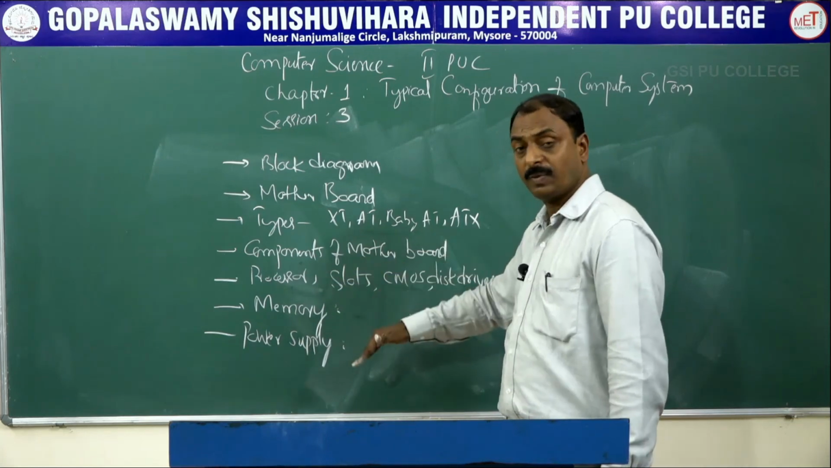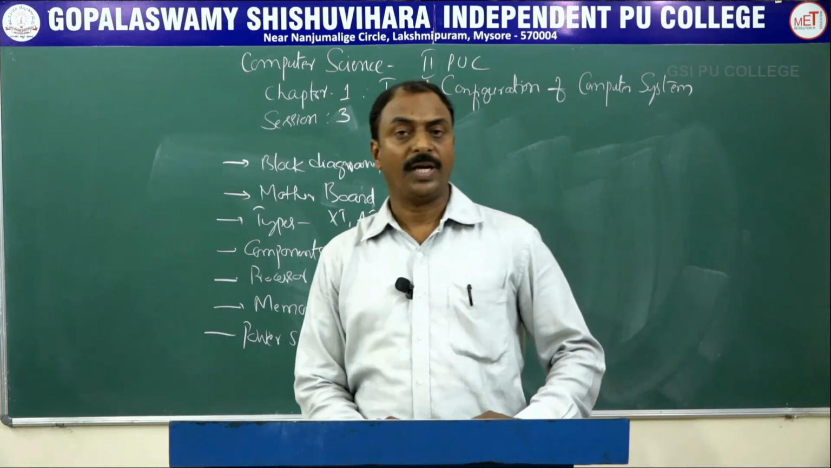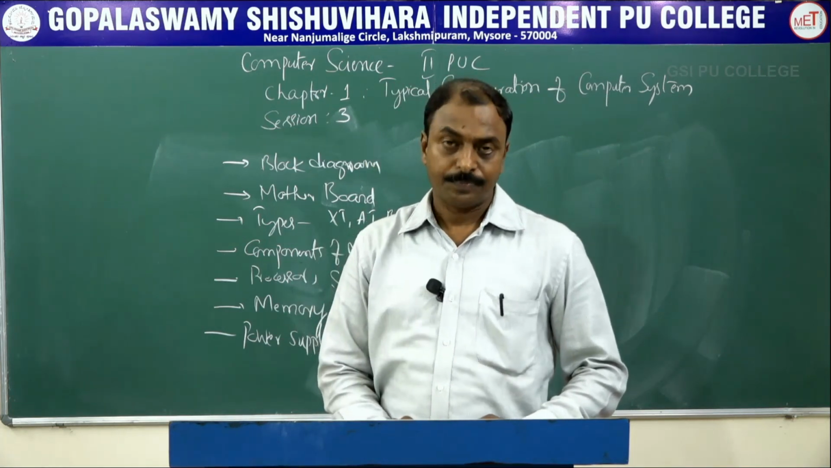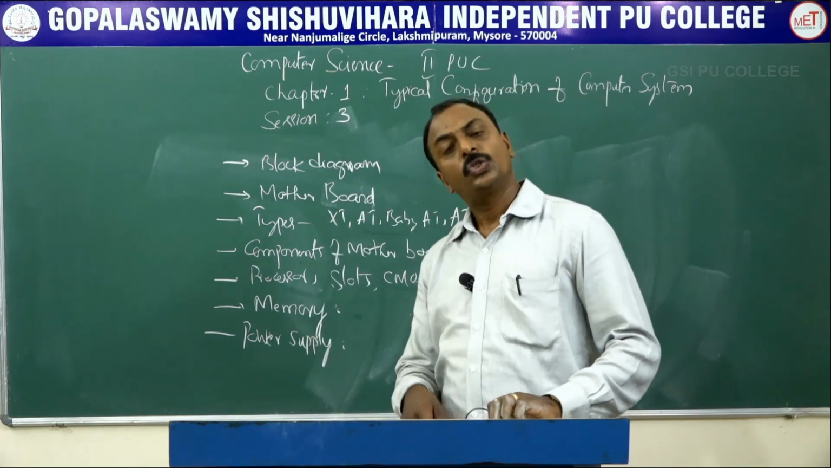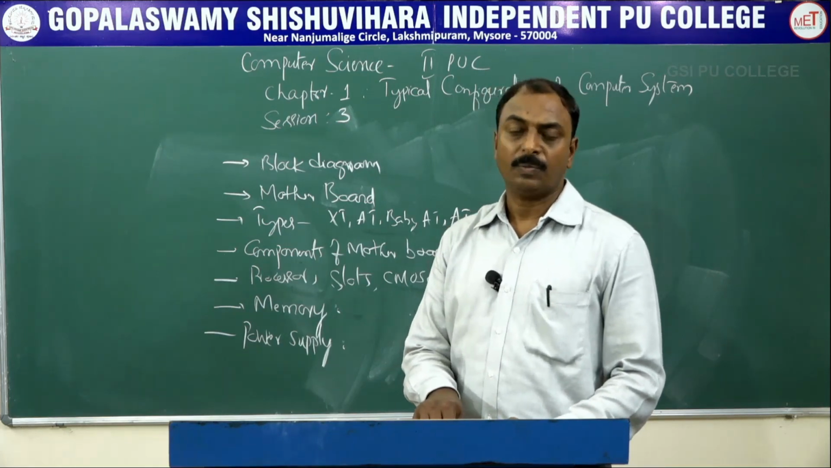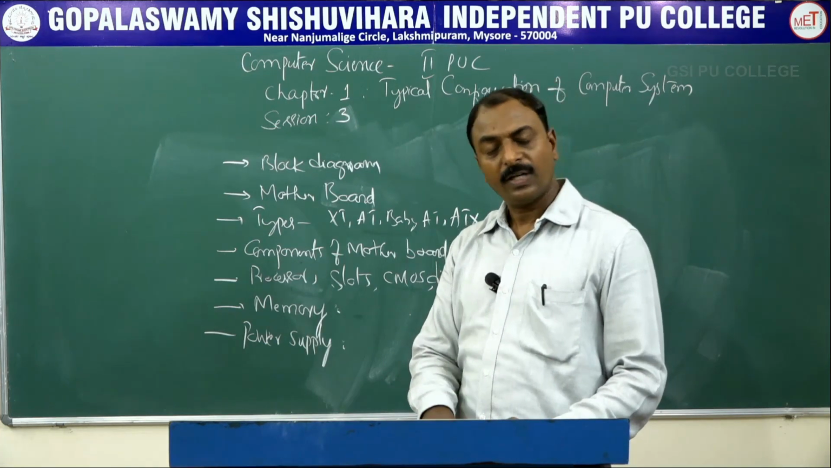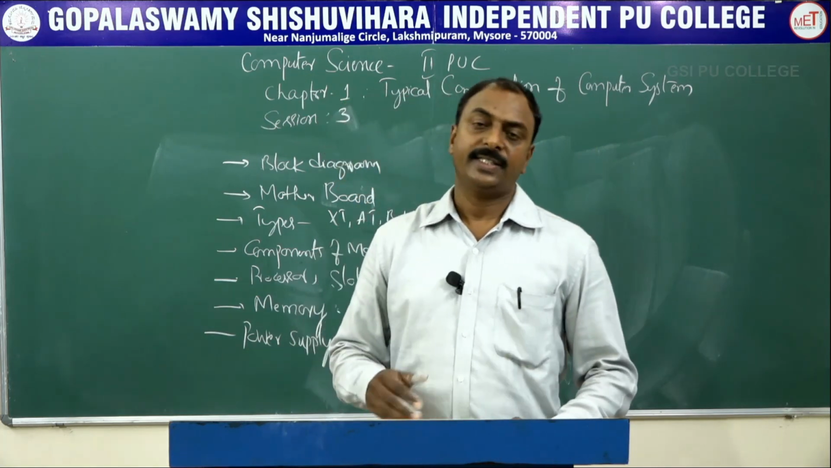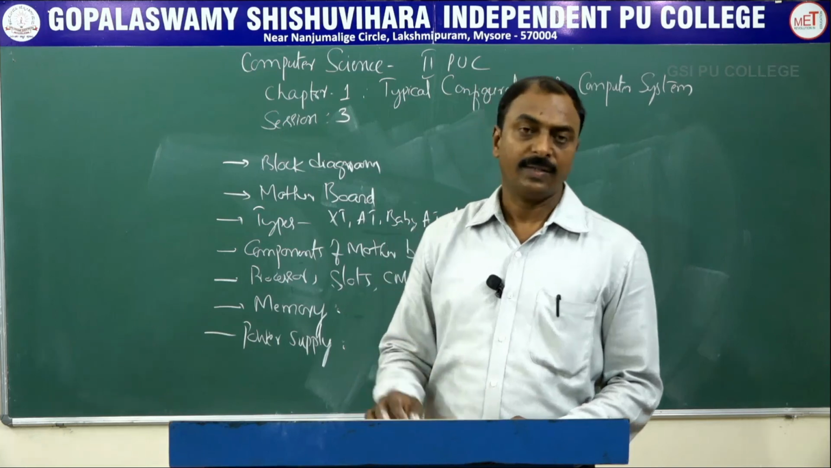Then cache memory, which is again a high speed memory. It is placed on the motherboard between the CPU and the RAM, so that cache memory stores recently used information. The first time you open a file, it is loaded from the computer hard disk, and the second time you open the same file, it will be accessed through cache memory.